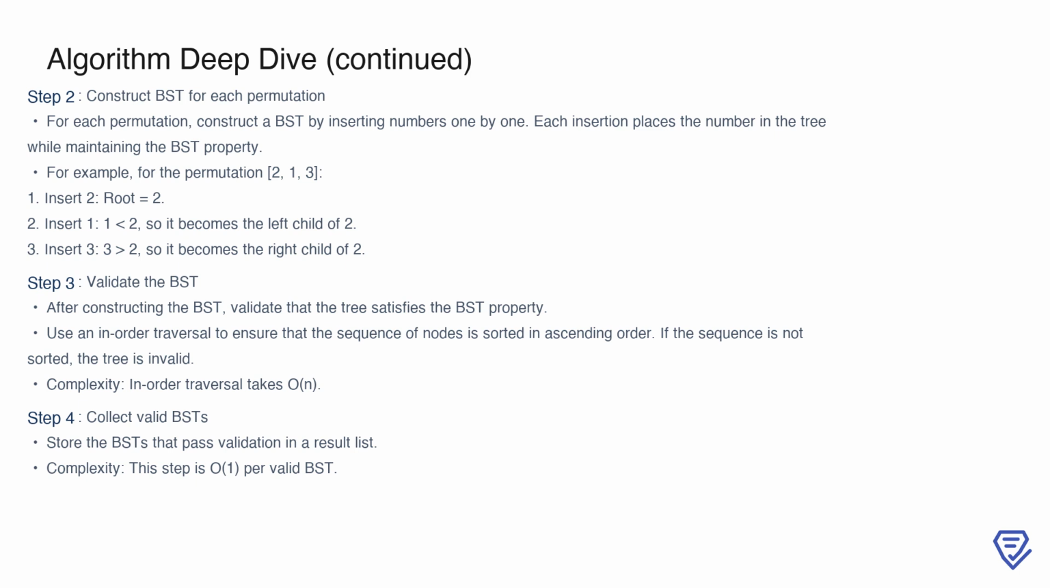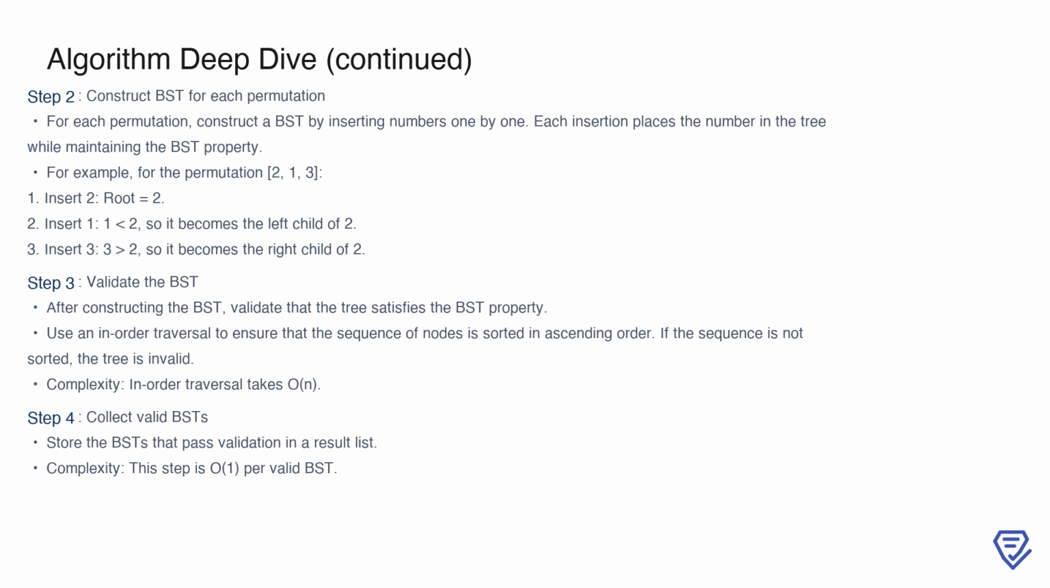After constructing a tree, we need to validate it to ensure it satisfies the BST property. This is done using an in-order traversal, which should produce a sequence of nodes in ascending order. If the sequence isn't sorted, the tree is invalid.